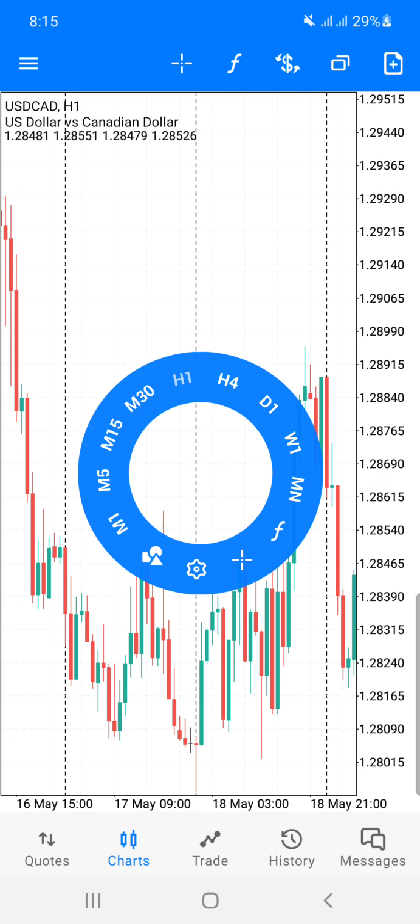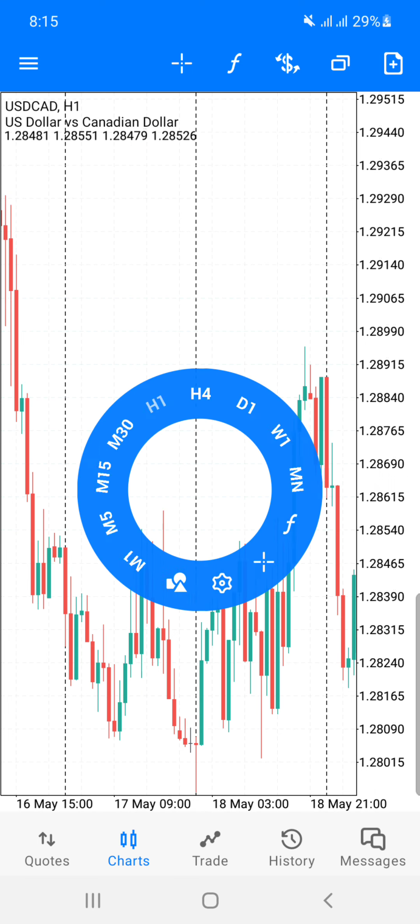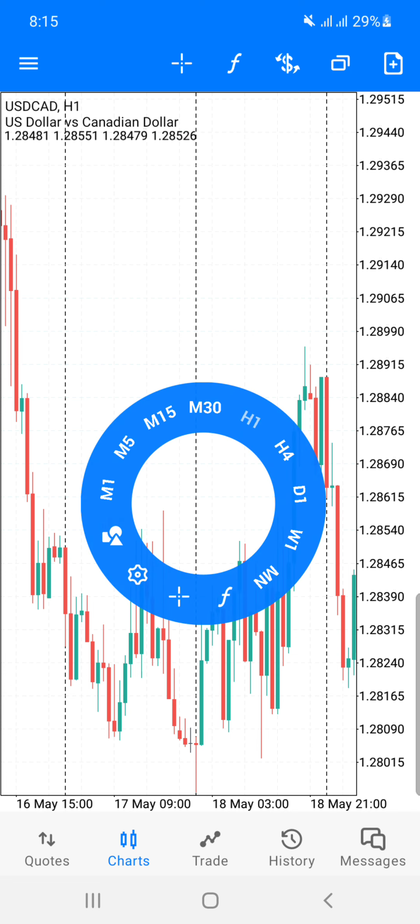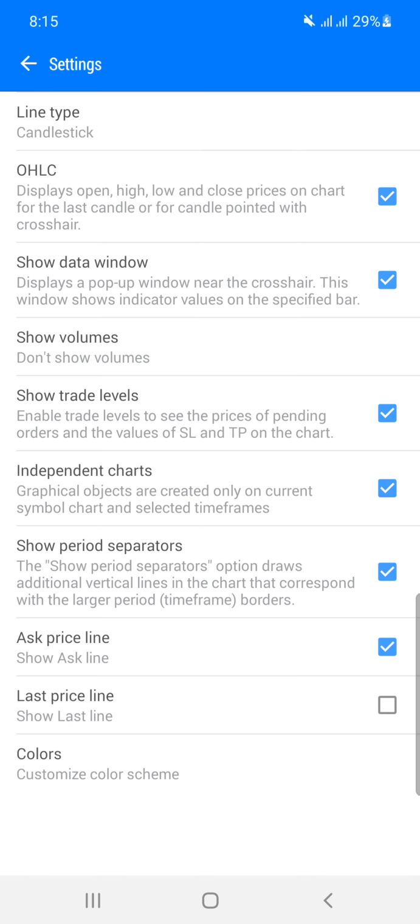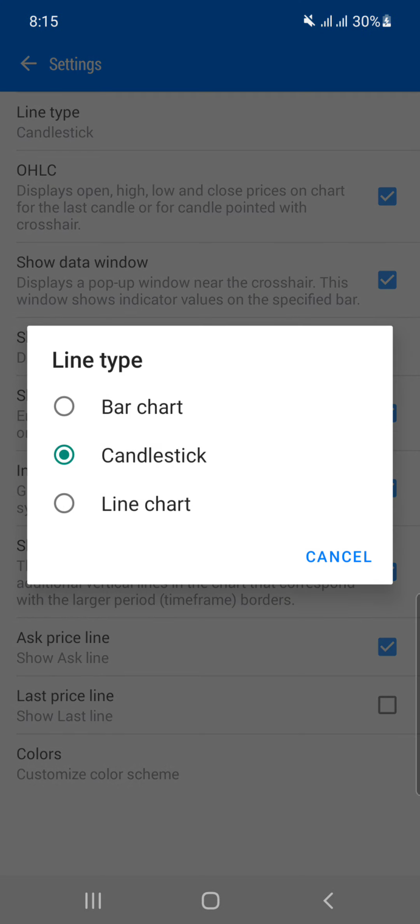Like I said, you just touch the screen of your MetaTrader app, then you go to this setting here, right? You click on settings, then when you check this area here, you see line type, you click on it. Then you see bar chart, candlestick chart, and line chart.